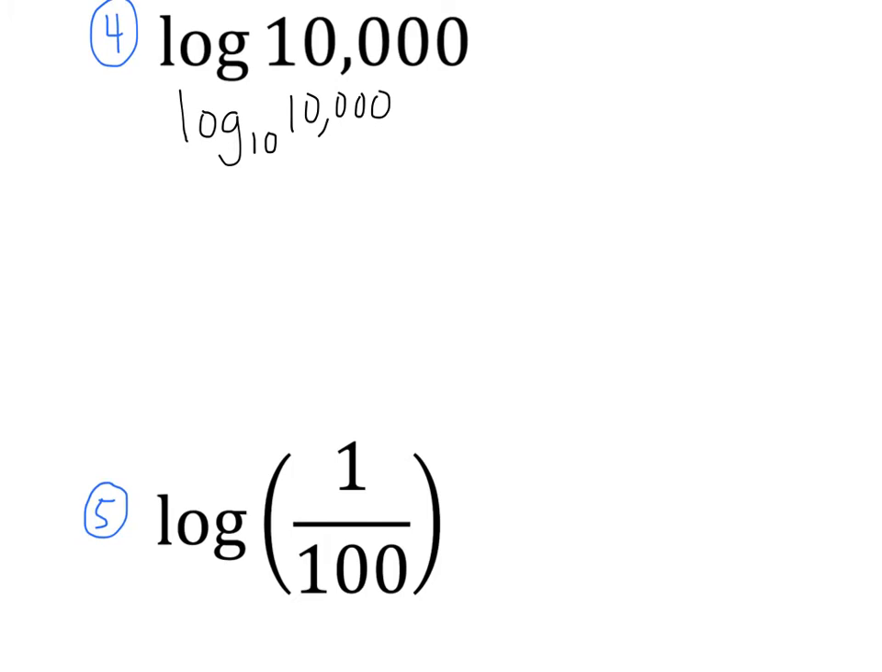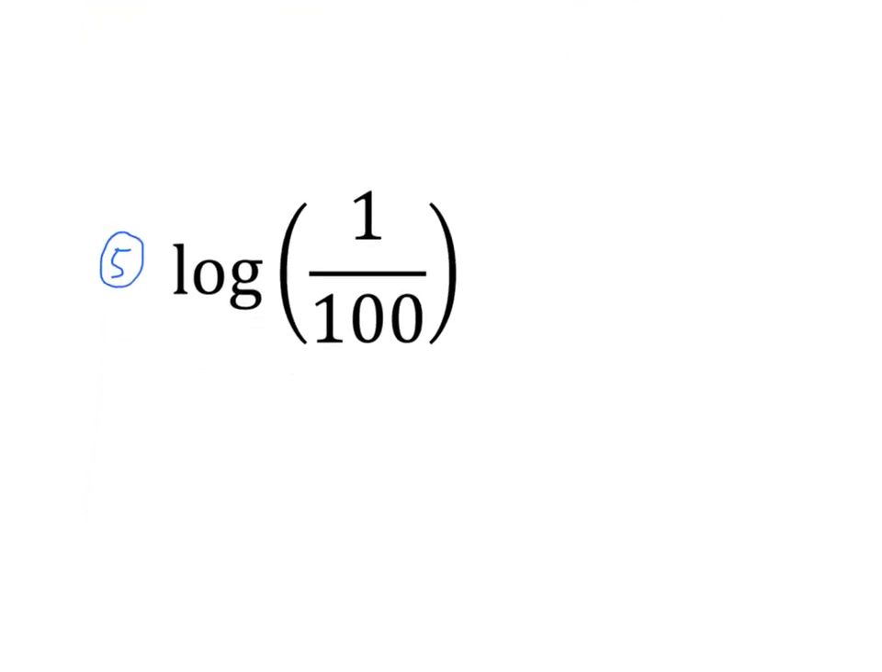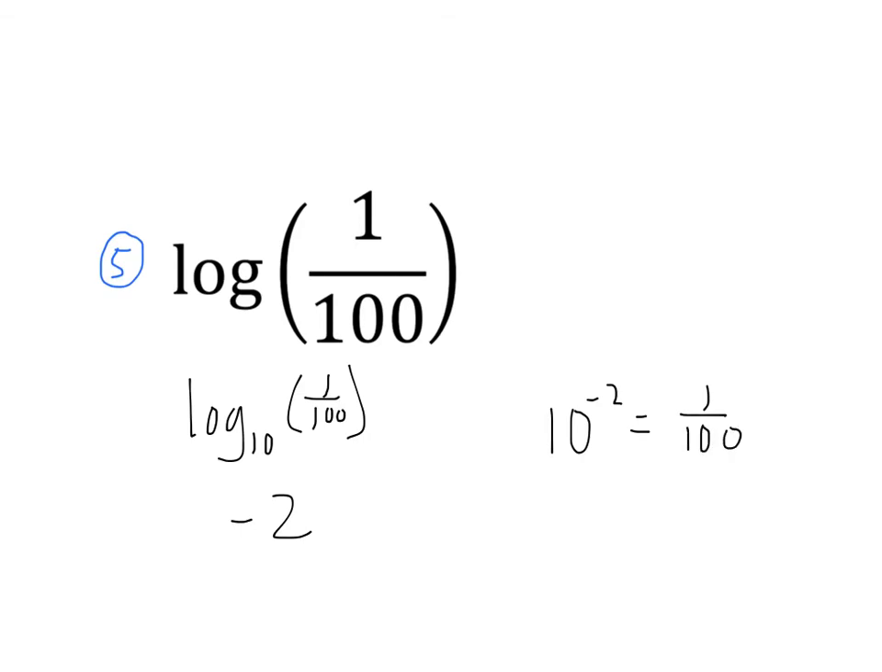All right, you should have found that for this logarithm, the answer is 4. And it's 4 because 4 is the exponent to which I raise 10 to get 10,000. The next one is the same thing as log base 10 of 1 over 100. For this one, you should have negative 2. And why? It's because negative 2 is the exponent to which I raise 10 to get 1 over 100.